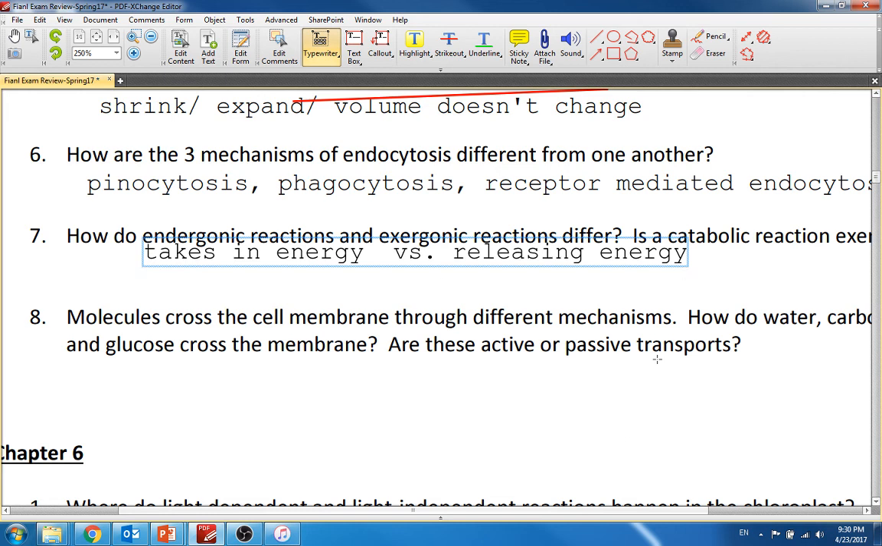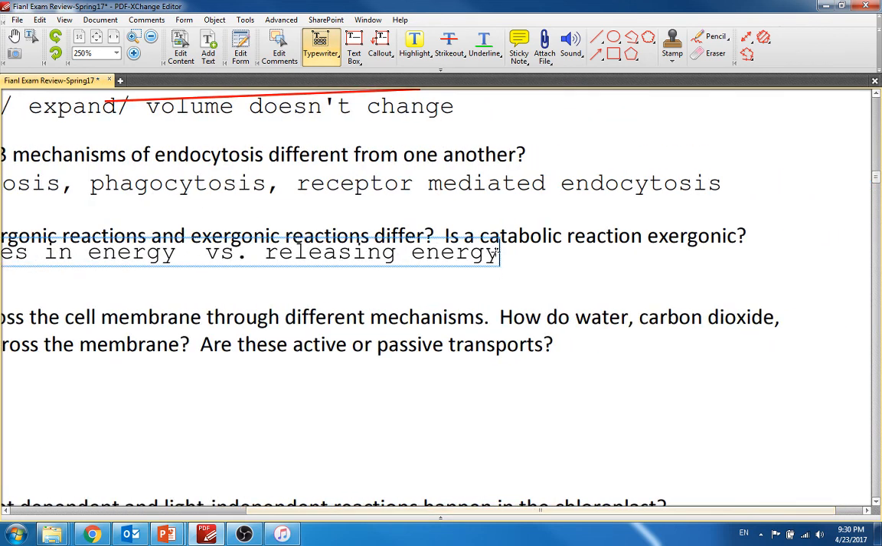Catabolism means the breakdown of large chemicals into something simpler, so therefore it's going to release energy. So therefore, yes, it is an exergonic reaction.